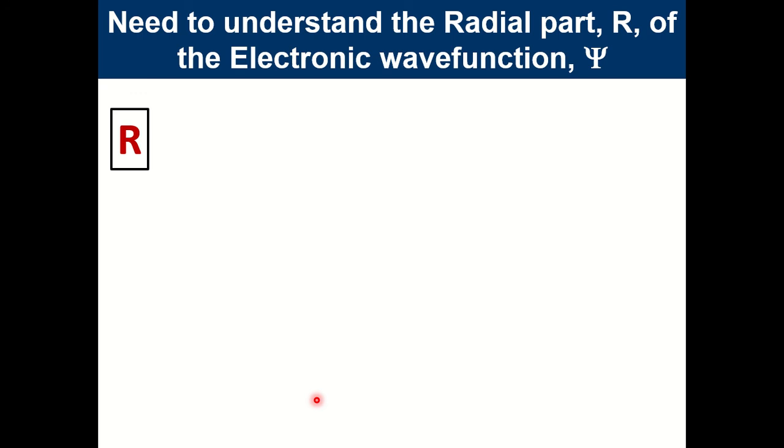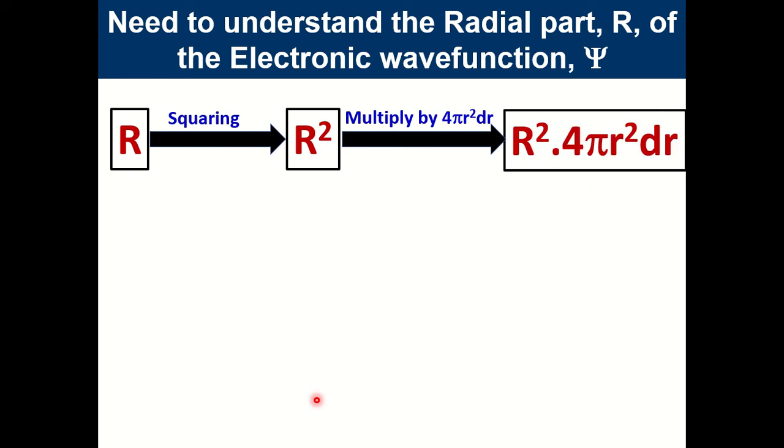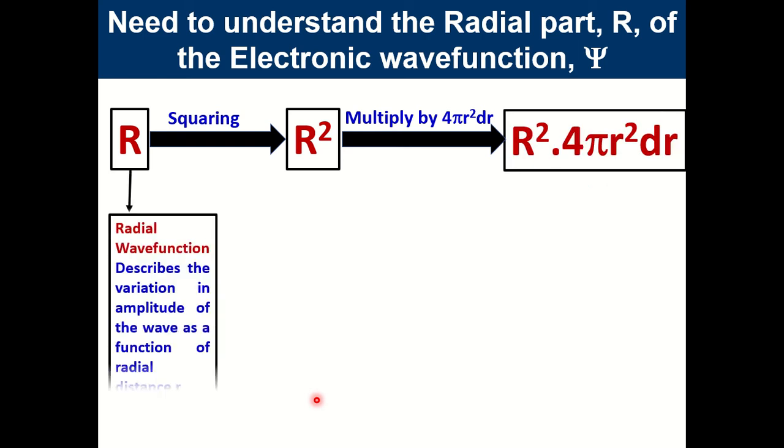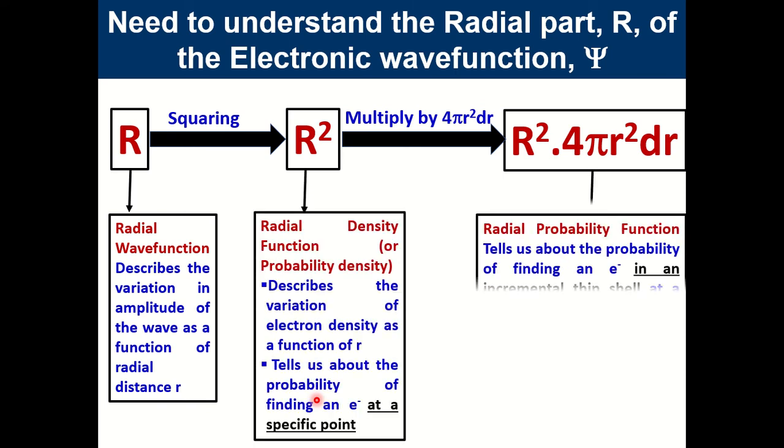Okay, so let's try to draw it out. This capital R is the radial wave function, and when you square it, you get the electron density. Then you multiply it by 4 pi r square dr, the volume of the thin shell around the nucleus, and you get the radial electron density. Here you get the radial probability function.